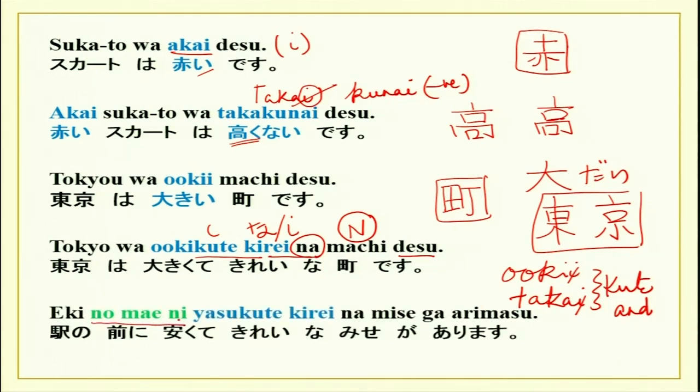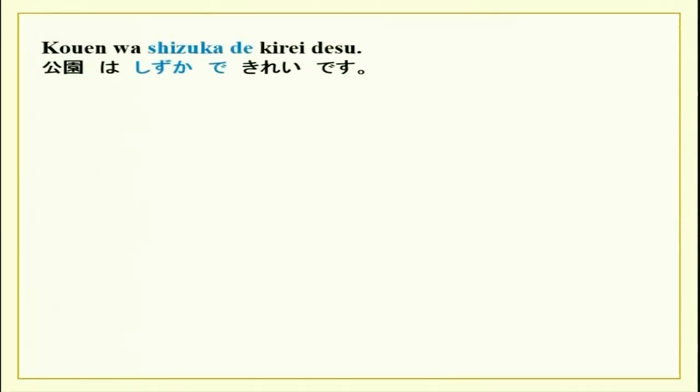Now, you have done this. Mae ni, postpositions we did in our last lesson. So, eki no mae ni, in front of the station, yasukute kirei na mise ga arimasu. There are two, three things over here. One is joining two adjectives with kute, which is given over here. Then you have this pattern, place ni something or someone ga arimasu or imasu.